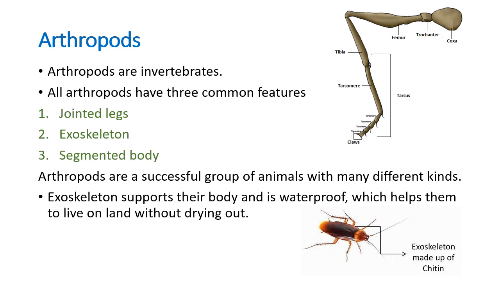And the other feature is having a harder outer covering to their body, which is called exoskeleton. The third special feature of arthropods is having a segmented body. All the arthropods have a body made up of different parts. Arthropods are a very successful group of animals, and they do have very many different types. Their exoskeleton supports their body and it is waterproof, which helps them to live on land without drying out.